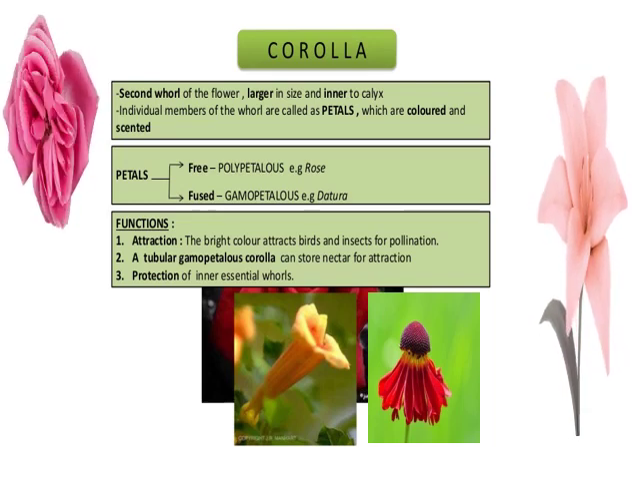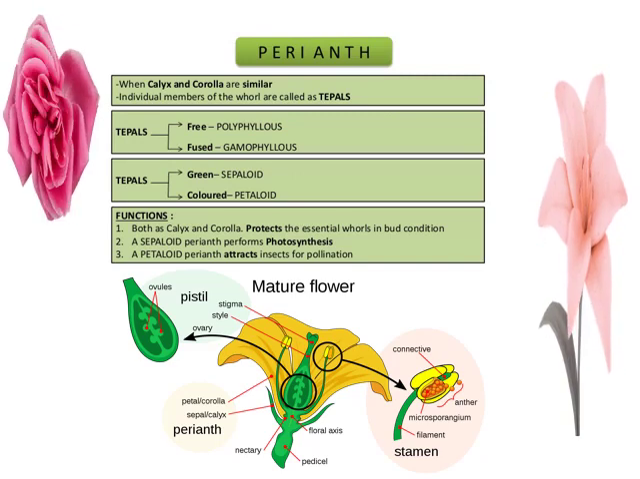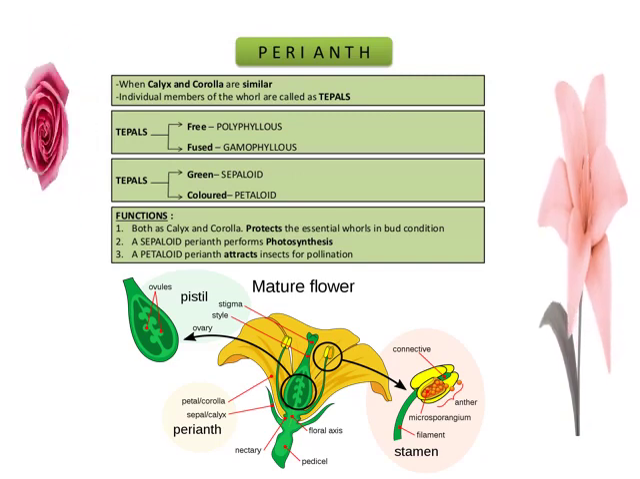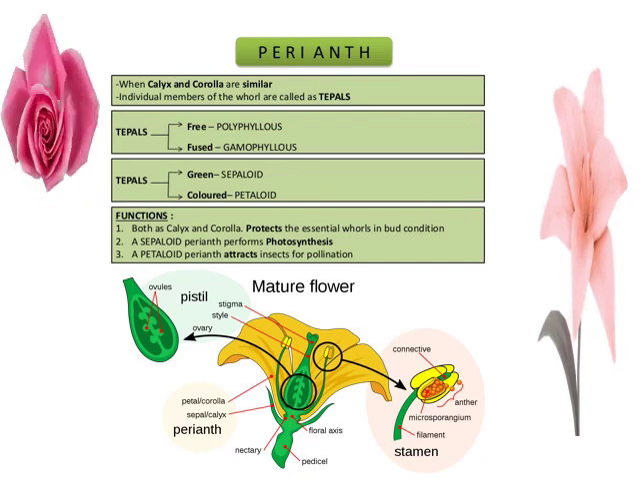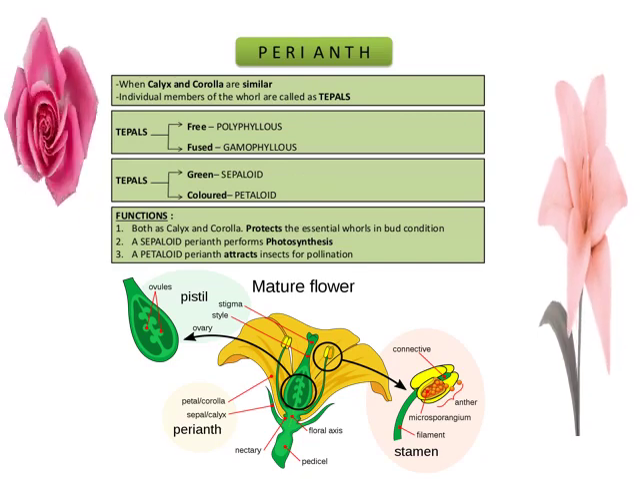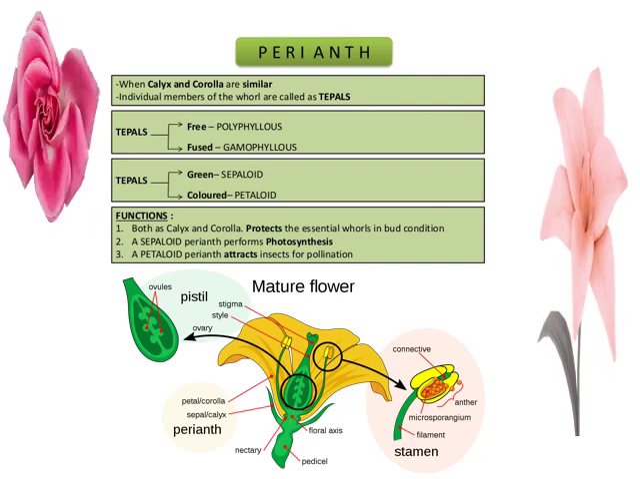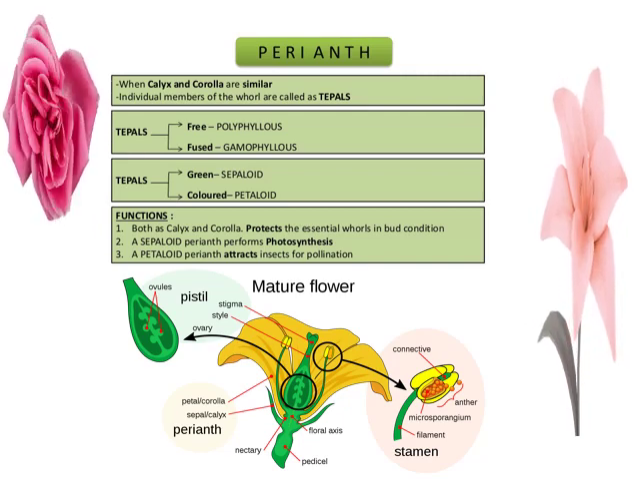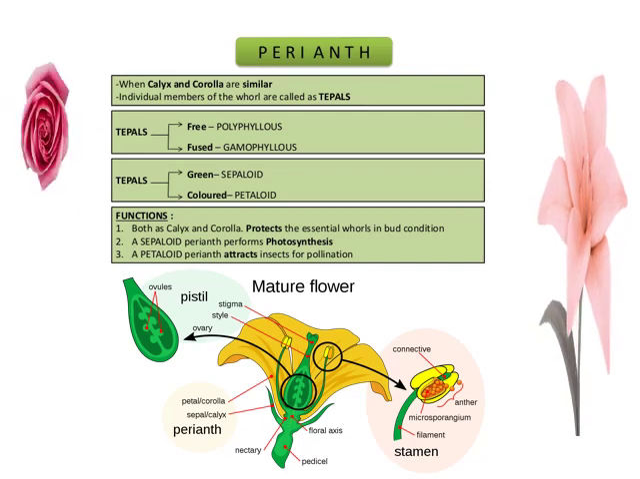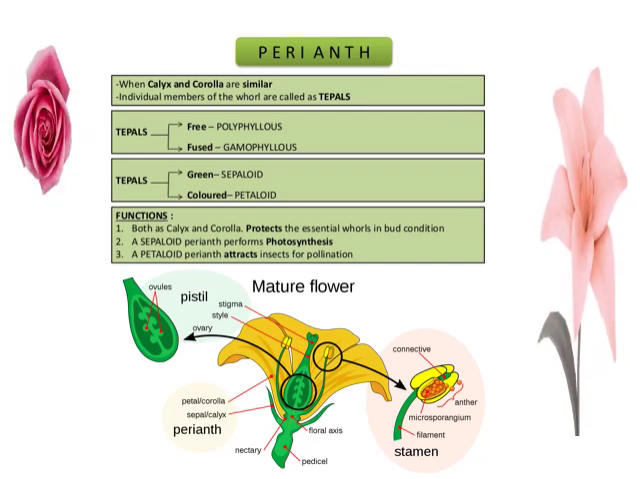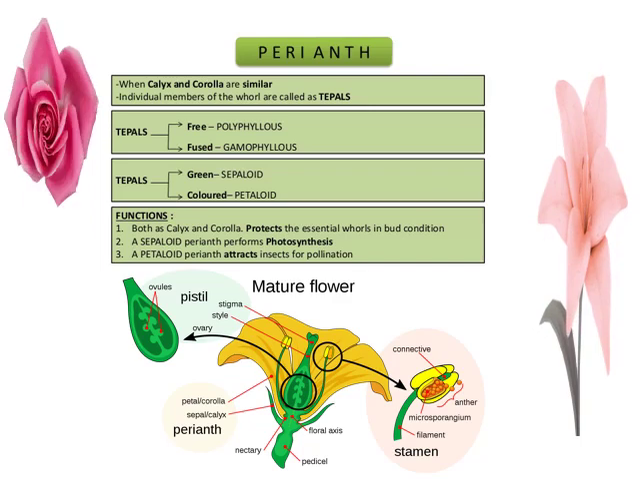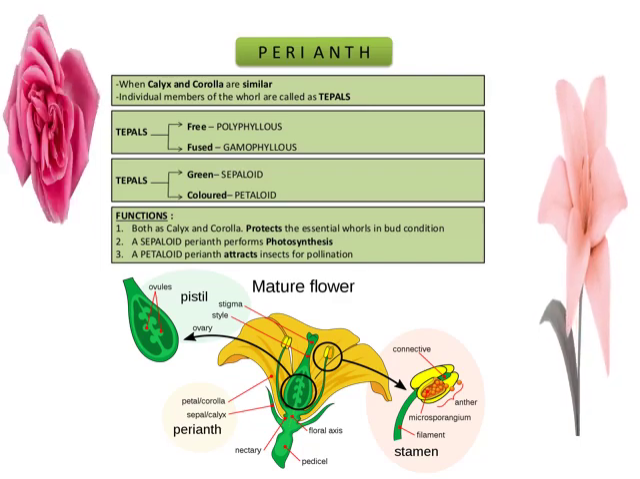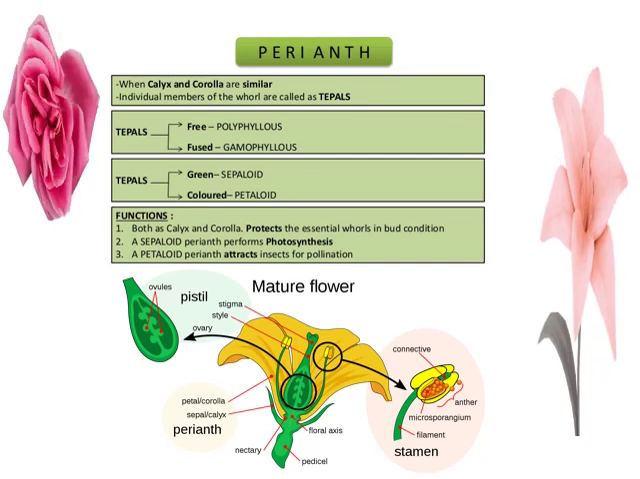Here we have perianth. When calyx and corolla are collectively called, it is perianth, and when one doesn't differentiate between calyx and corolla, then we call it perianth. So the individual member of perianth is referred to as tepal.